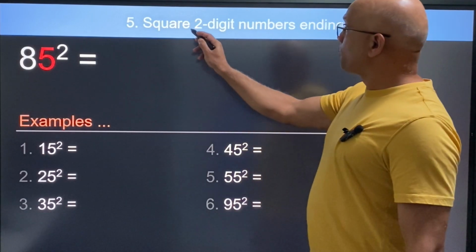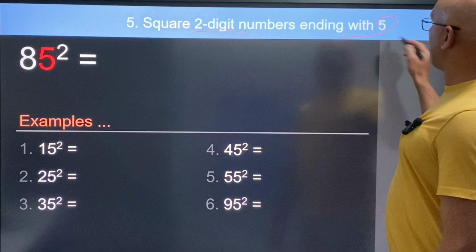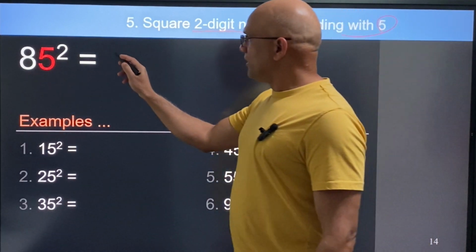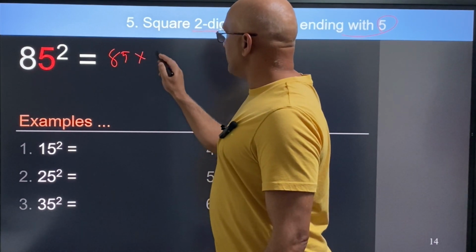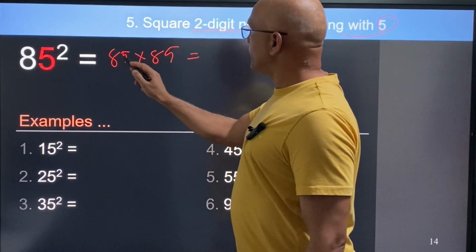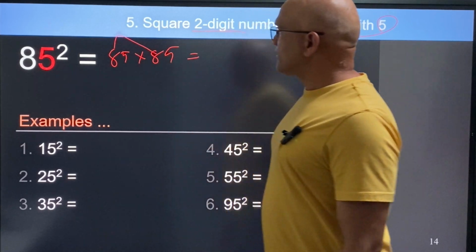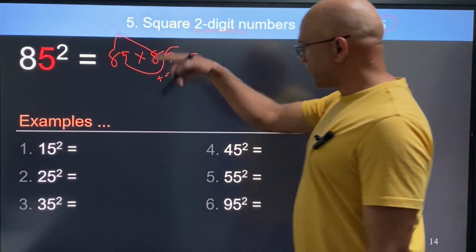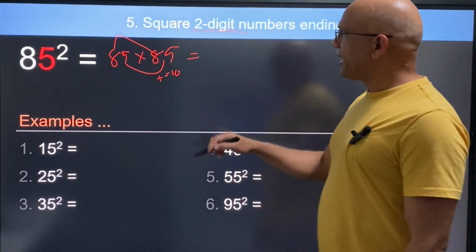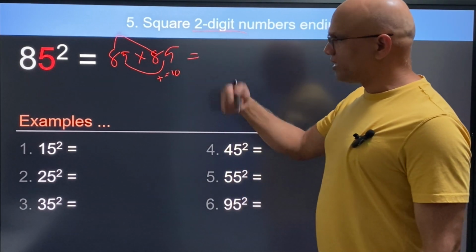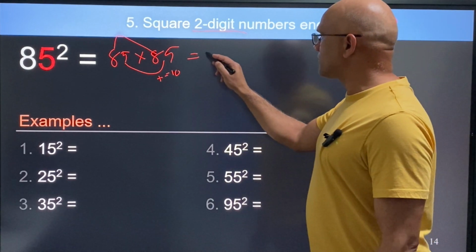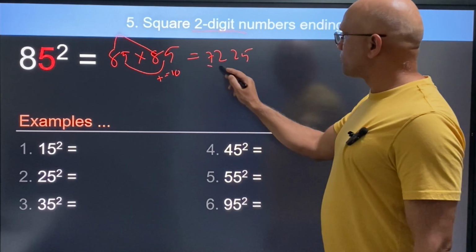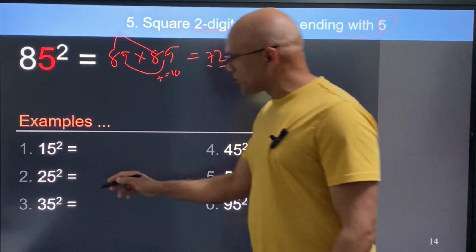Next trick, square two-digit numbers ending with 5. So this is a special case of the previous trick that we just saw. So 85 times 85. Here the tens digits are the same, and the unit digits add up to 10, right? So we can apply the previous trick. So this is 8 times the next integer, 9, so that is 8 times 9 is 72, and then 25. 5 times 5 is 25. 4 spots, right?